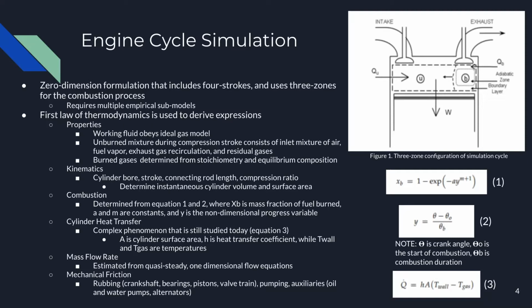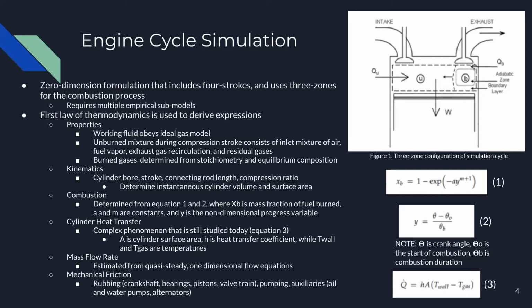So the unburned mixture during compression is a mixture of air, fuel vapor, exhaust gas recirculation, and residual gases. And burned gases from the engine are determined by stoichiometry and equilibrium composition. Some of the properties are the kinematics, such as the cylinder bore, the stroke, the connecting rod length, compression ratio. And using these, you can determine instantaneous cylinder volume and surface area. Combustion is found from equation one to the right. XB is your mass fraction of fuel burned. A and M are constants given, and Y is calculated from your crank angle, your theta O, which is your start of combustion, and your theta B, which is the duration of your combustion.